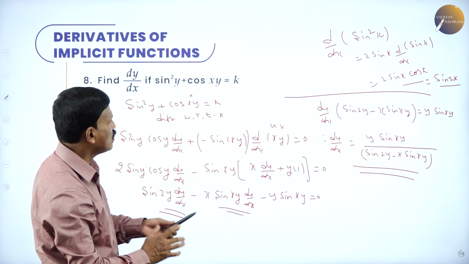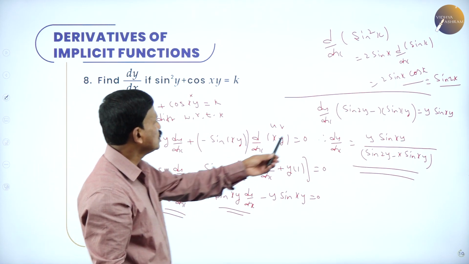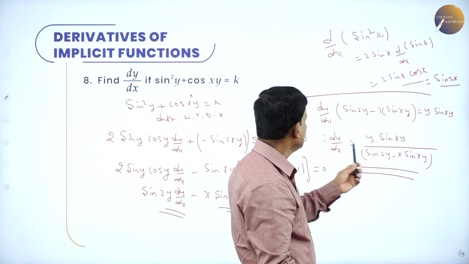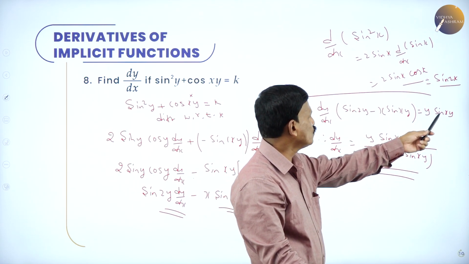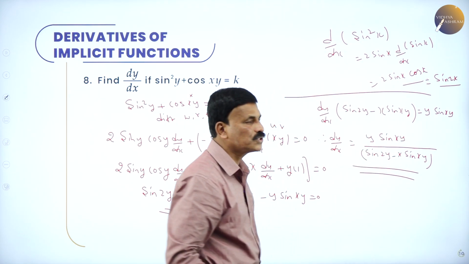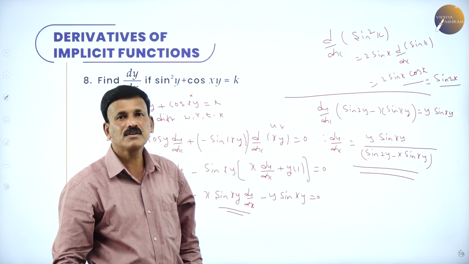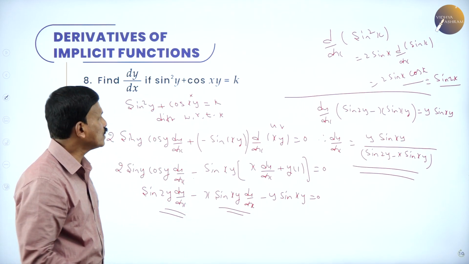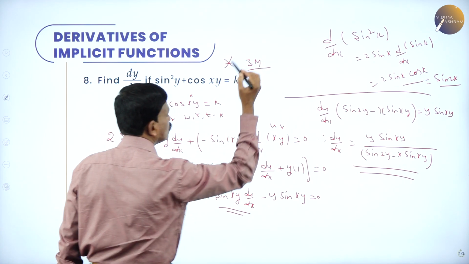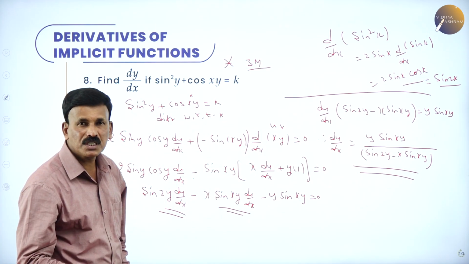Dy by dx is common factor. So what you will get, sin 2y minus x sin xy is equal to y into sin xy. Therefore, dy by dx is equal to y into sin xy divided by sin of 2y minus x into sin xy. This is the required answer for this. This is a very important problem indeed for 3 marks. Followed? Let's come to the next problem.